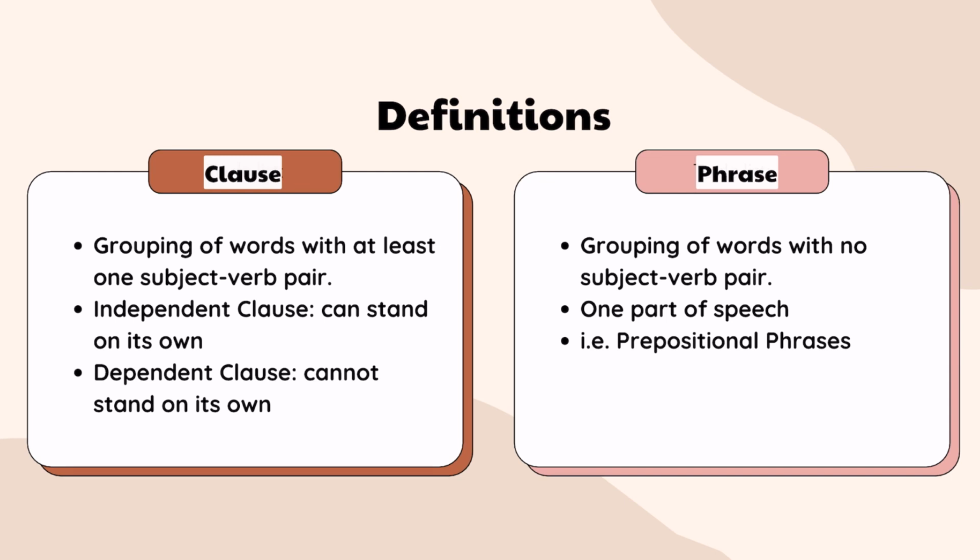A clause is a simple grouping of words with at least one subject-verb pair. An independent clause would stand on its own. A dependent clause cannot stand on its own. We can think of it like an independent clause could be its own sentence, but a dependent clause can't. A dependent clause is dependent upon the independent part. Independent things stand on their own.